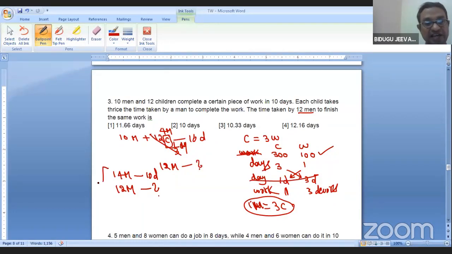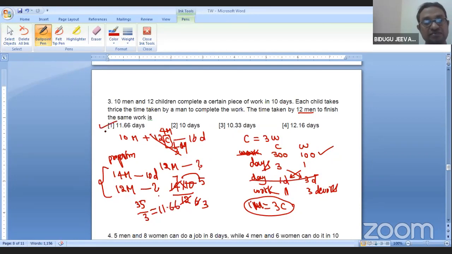I think we have done this kind of calculation in proportion. Now let me do the calculation. 14 into 10 by 12. So 2 6s, 2 5s, 2 3s, 2 7s. So 35 by 3. 3 11s are 33, so 11 and 2 by 3 days. Any doubt in this one? Any doubt?